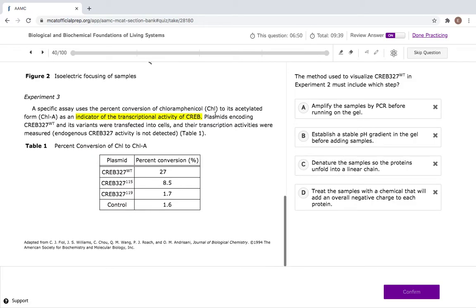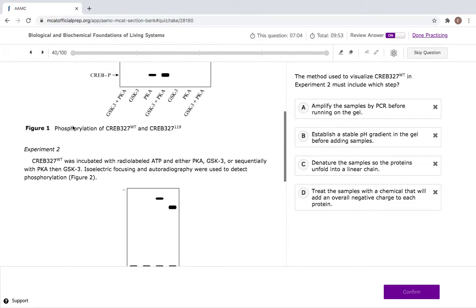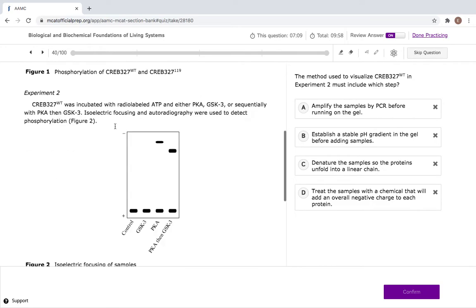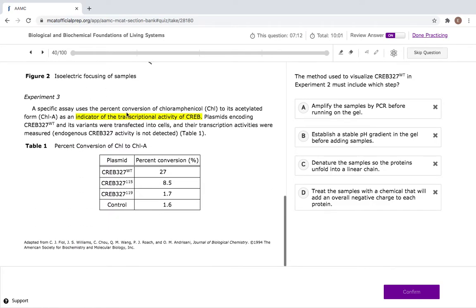All right, plasmids encoding CREB 327 wild type and its variants were transfected into cells, and their transcription activities were measured. So the wild type and the variants, what were the variants? The variants were the 119 and the 115 that can be phosphorylated at those positions. So they transfected them into cells and measured their transcription activity. And this is the table that measures their percent conversion of CHL to CHLA, the acetylation, and that corresponds as an indicator of transcriptional activity.